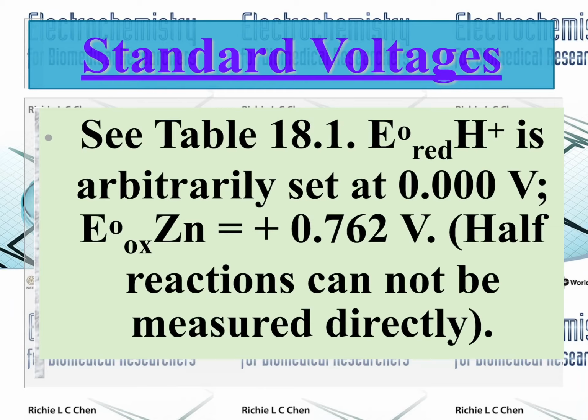For instance, if we had chosen the zinc reduction as the arbitrary set of 0, then everything would have been adjusted by 0.762 volts. When you calculate a reaction, you add the reduction potential to the oxidation potential to get the overall cell potential, E naught. You would still get the same value, regardless of whatever you set at 0. Again, these are all comparative values.